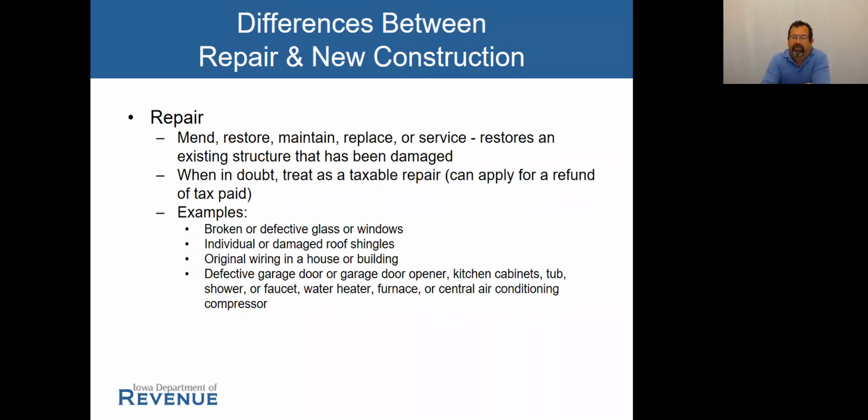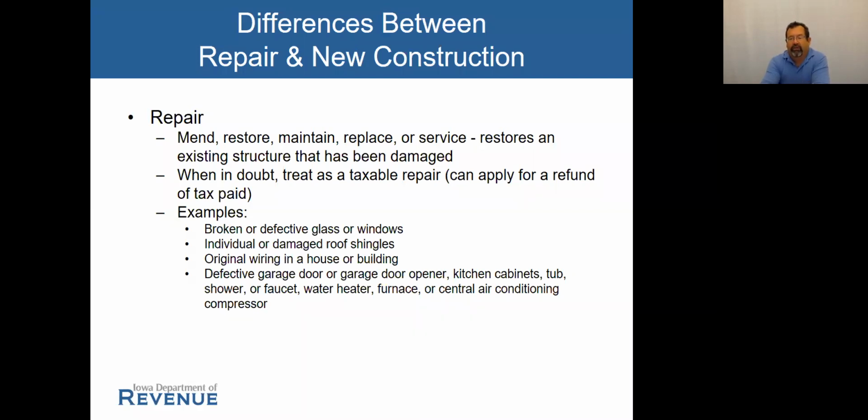So, some examples, some differences between repairs and new construction. Repair is defined as to mend, restore, maintain, replace, or service, to restore an existing structure that has been damaged. Typically, we say when in doubt, just treat it as a taxable repair if you're not sure.